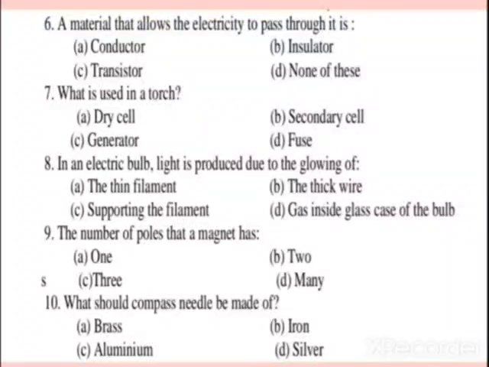Now 10. What should a compass needle be made of? Why do we use a compass? To show direction only, to find direction we can say. Here your options are brass, iron, aluminium and silver. So your correct answer is iron. What should a compass needle be made of? That is iron.